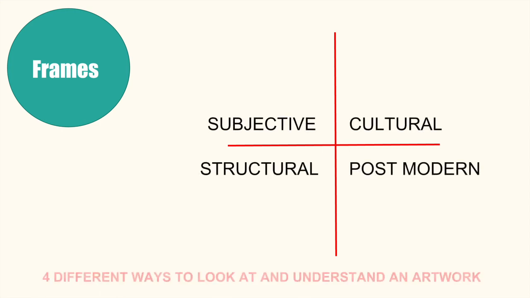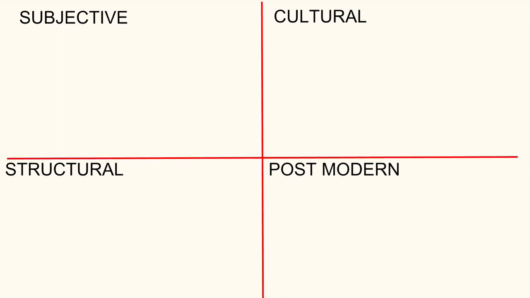So the frames, what exactly are they? Well, there are 4 of them: the subjective, cultural, structural and postmodern frame. And essentially they are 4 different ways to look at and understand an artwork. So the kinds of questions we need to ask ourselves when we're looking at an artwork from each of the frames look something like this.